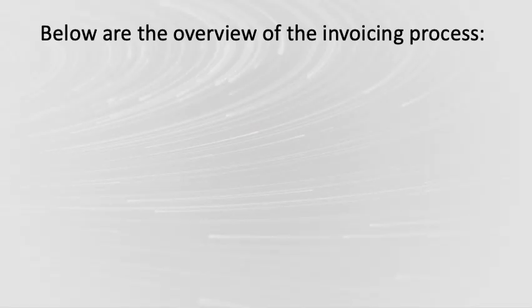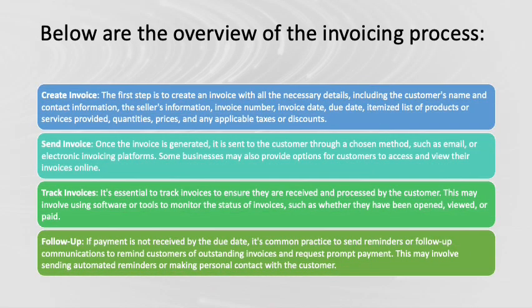Here is an overview of the invoicing process. First, create invoice. The first step is to create an invoice with all the necessary details including the customer's name and contact information, the seller's information, invoice number, invoice date, due date, itemized list of products or services provided, quantities, prices, and any applicable taxes or discounts.